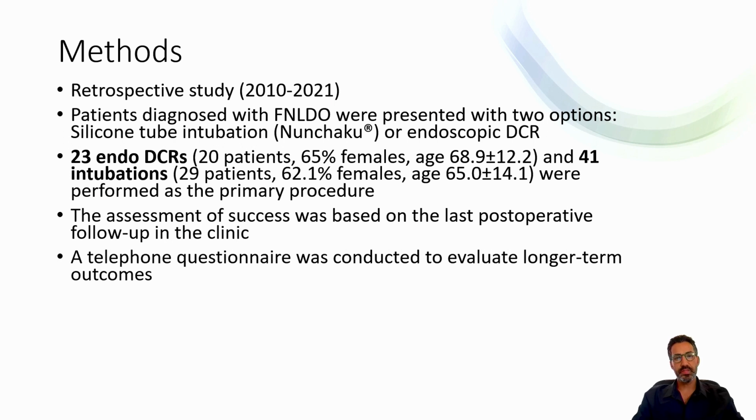This was a retrospective study spanning a decade in the Royal Adelaide Hospital Lacrimal Clinic. At our practice, patients with functional nasolacrimal duct obstruction are routinely advised there are two options for their primary treatment: silicone tube intubation, in which Nunchaku bicanalicular tubes are used, or endoscopic DCR. We then proceed based on the patient's choice. We identified 23 endo-DCRs and 41 intubations performed for functional nasolacrimal duct obstruction over the study period. We then assessed the success of these procedures based on the clinical follow-up. In addition, we prospectively telephoned the patients to attain longer follow-up outcomes using a telephone questionnaire.